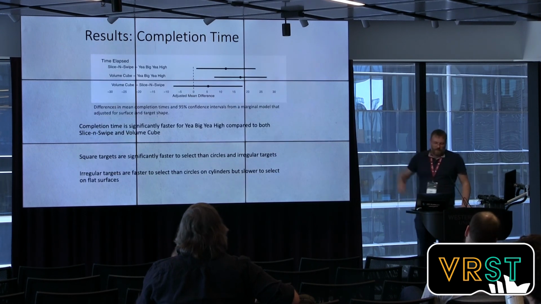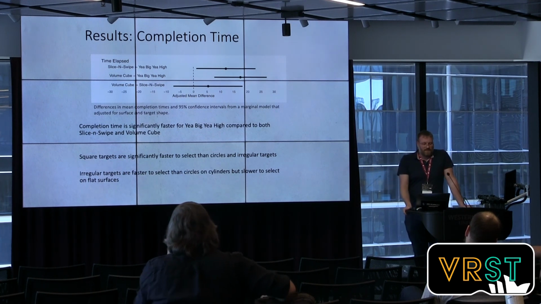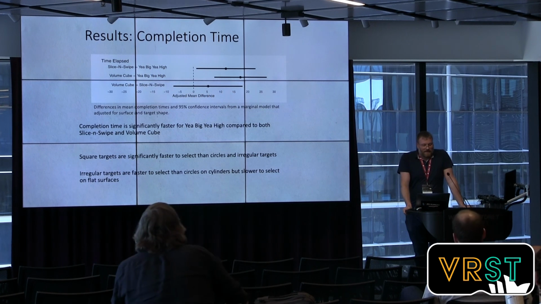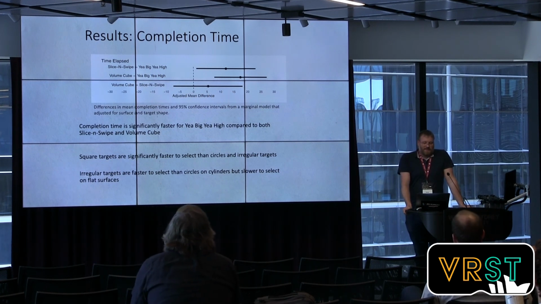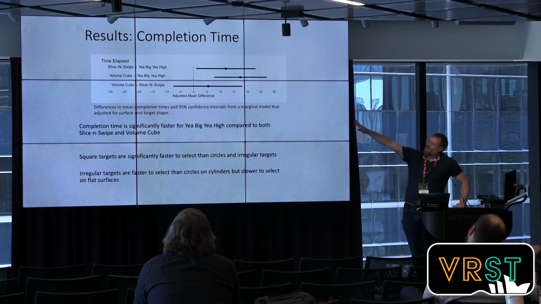This particular chart is showing the model-adjusted mean differences between interfaces. You can see from it that completion time was significantly faster for Yea Big Yea High compared to both slice and swipe and volume cube. So if you're, in this case, subtracting a smaller number, right, your chart is going to be further to your right.